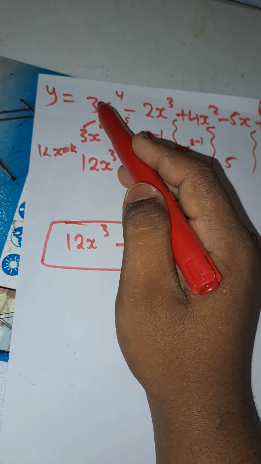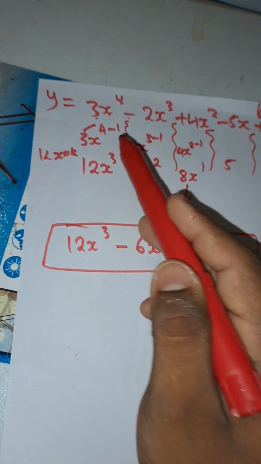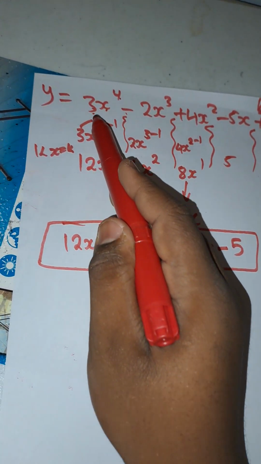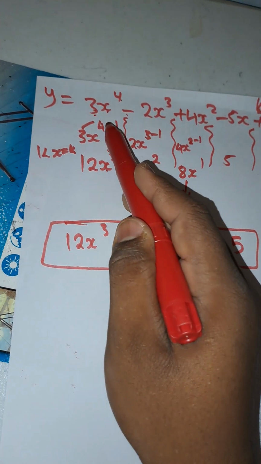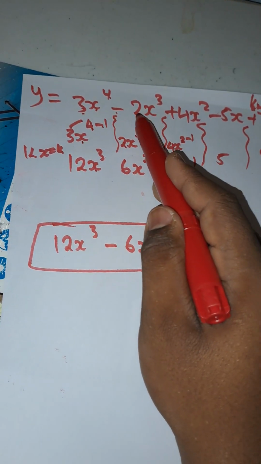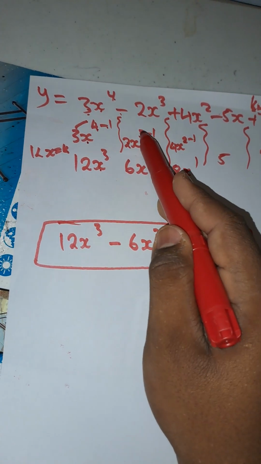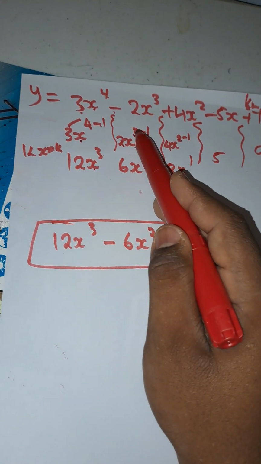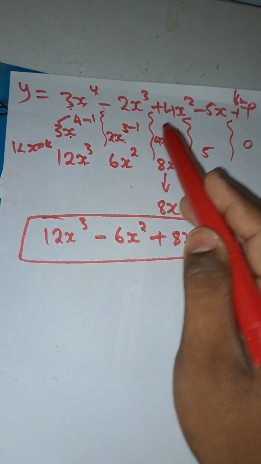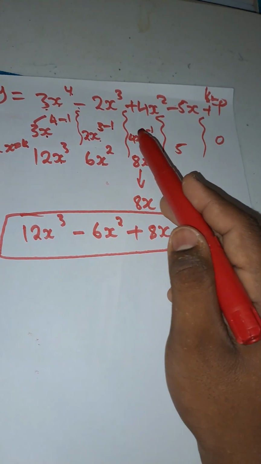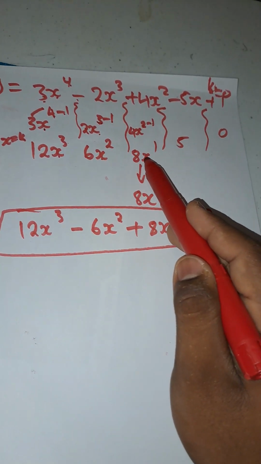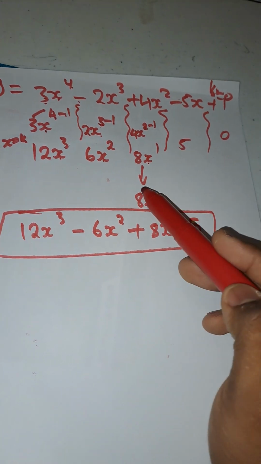If you have a number like this, 3x to the power 4, you simply write it according to the rule. 3x, 4 minus 1. Then I'll say 4 times 3, which is 12x, and then 4 minus 1, it is 3. Don't leave the x there. The second one, 2x cubed, it will be 2x to the power of 3 minus 1. And then it will be 3 times 2, which is 6x, and then 3 minus 1, it is 2. The third one, 4x squared, it will be 4x to the power of 2 minus 1. 4 times 2, it is 8x, and then 2 minus 1, it is 1, which is the same as 8x.